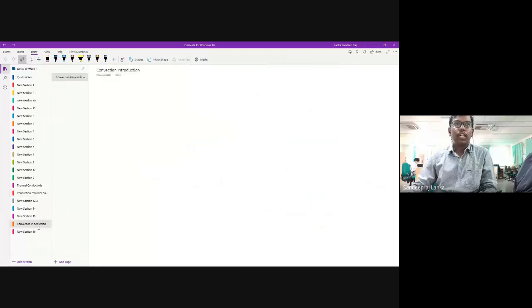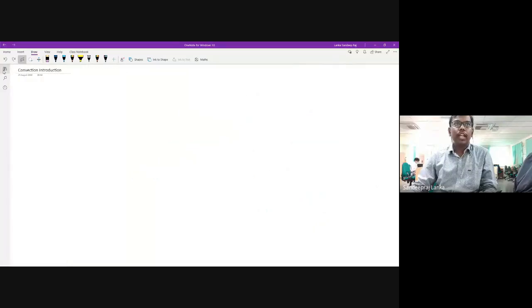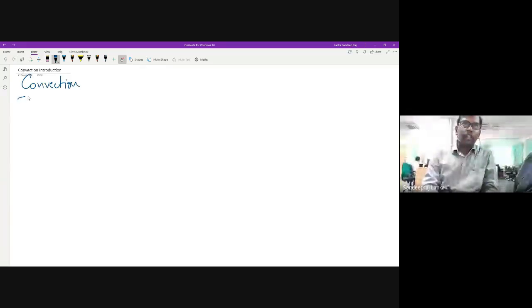Now we will move on to convection. I already told you that there are three basic modes of heat transfer. They are conduction, convection, and radiation. And in each part, we should see three things again. So let's start convection today. In convection, we shall see three things.